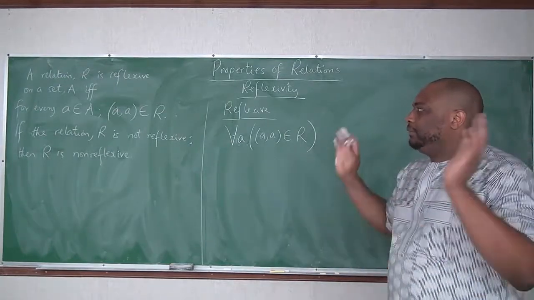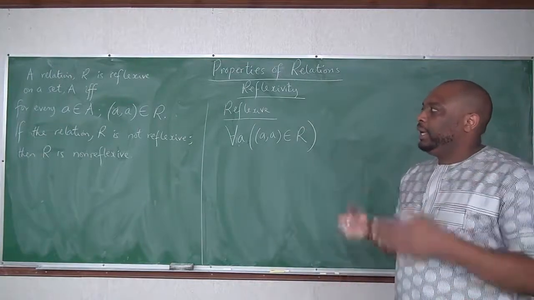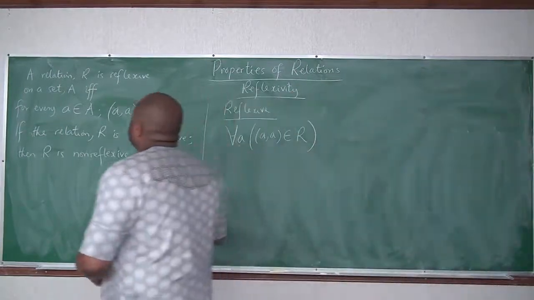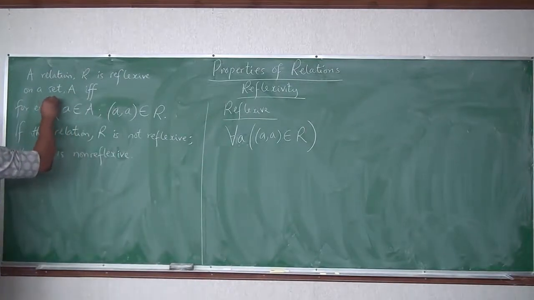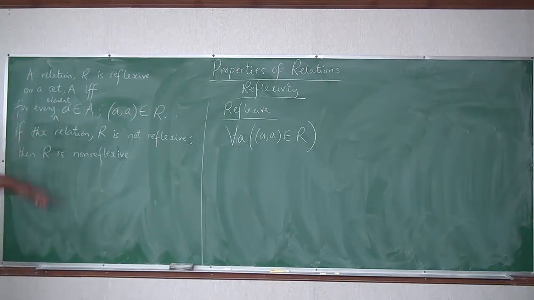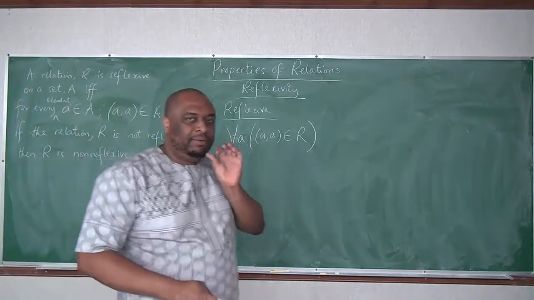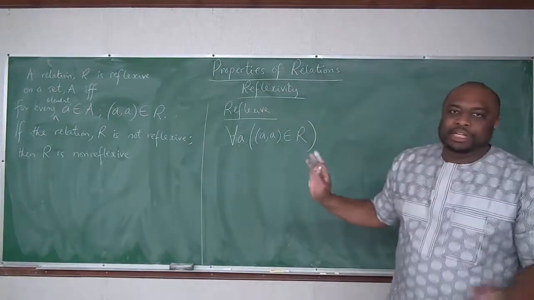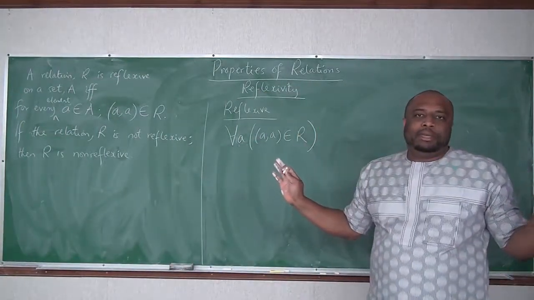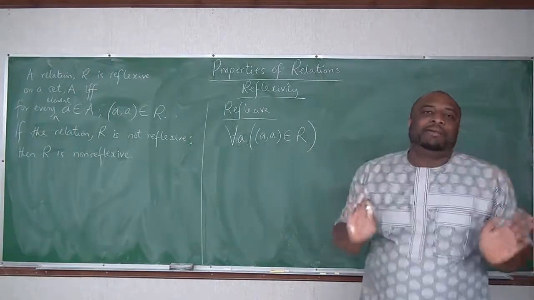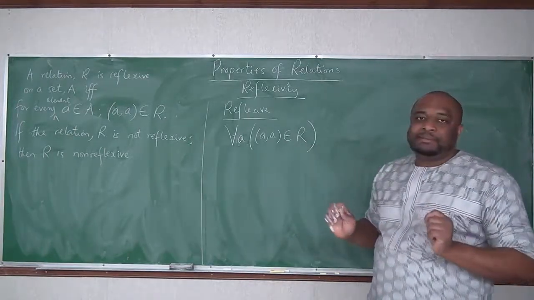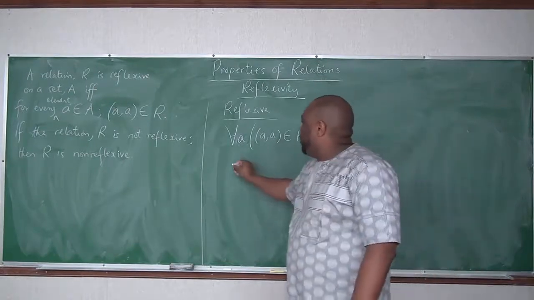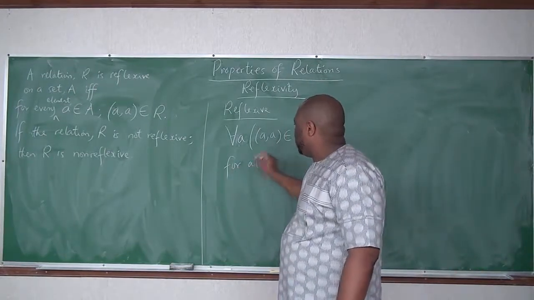For every element, small a. You can put for every element, or you can leave it as for every a. Then (a, a) must be in that relation. If all of them are not in that relation, then it is not reflexive. Now, this means for all a.